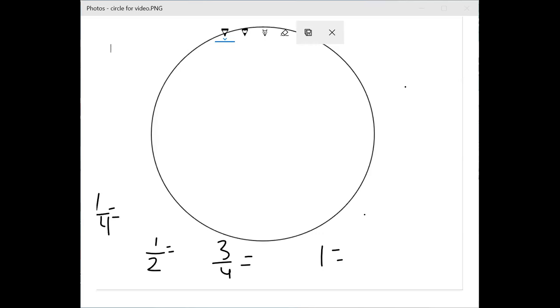Hey everybody, this is Miss Taylor, and we're going to be going over how to find out the measure of your angle that's passing through a circle.